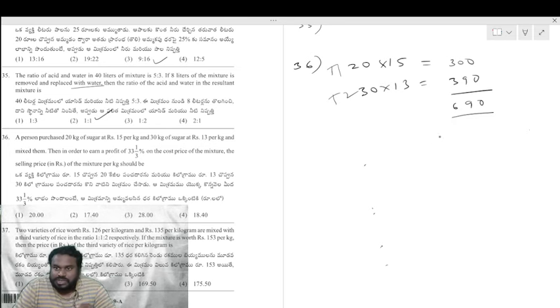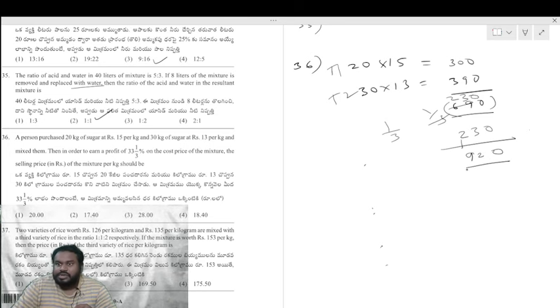33.33%. So 33.33% means one third. So multiply it by one third. 3 twos are 6, 3 thirds are 230 is the profit. So 230 is the profit he is getting. So add the 230 to this. Now it is becoming 920. 920 is the total amount he is getting after mixing and selling.